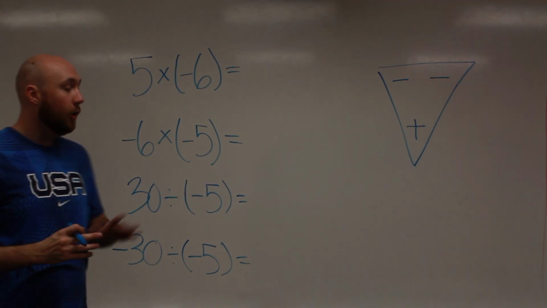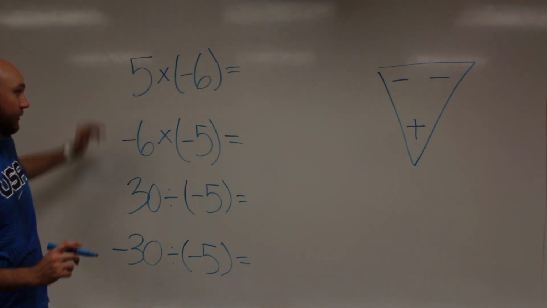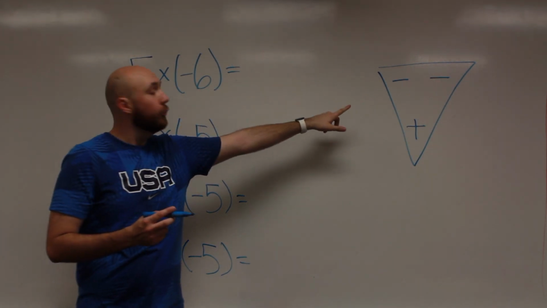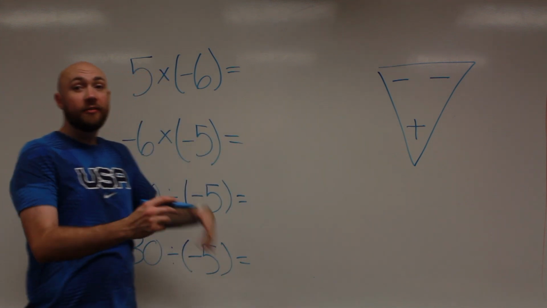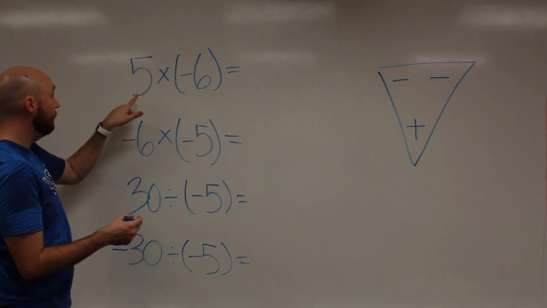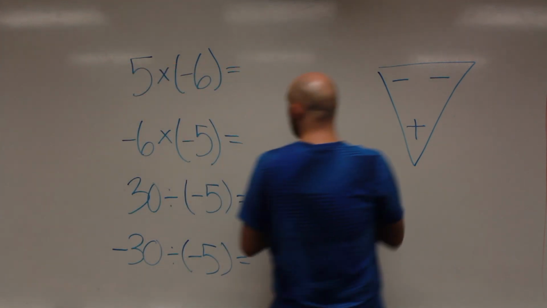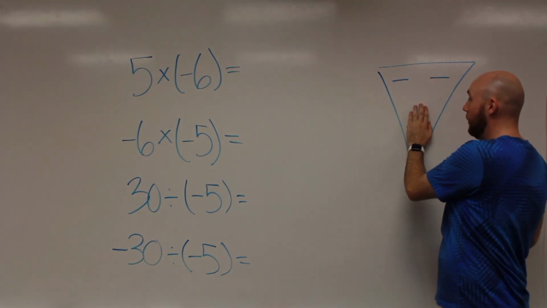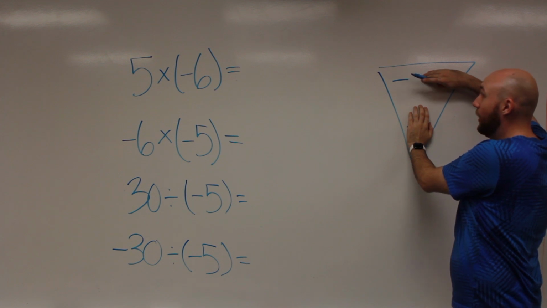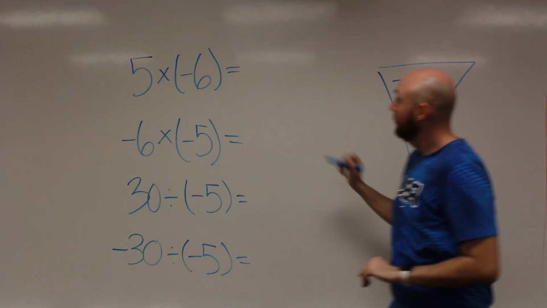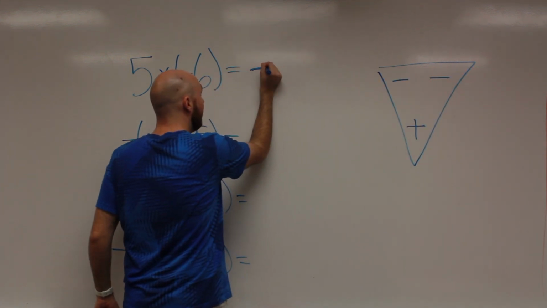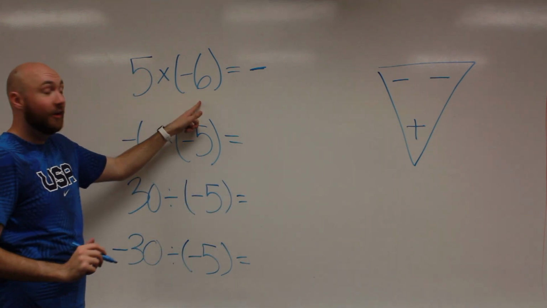All right, so I got a couple of problems here, and I got my Spicy Dorito Man over here. So let's go ahead and solve these. So first we got positive 5 times negative 6. My 5 is positive, my 6 is negative. What do I have left? A negative. So my answer here is going to be negative. 5 times 6 is 30.